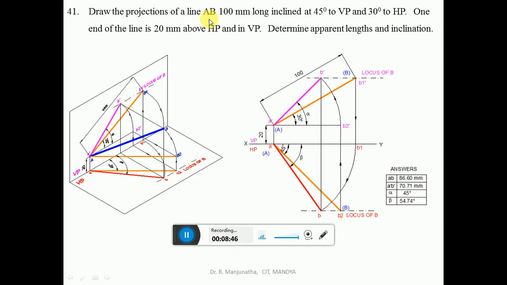Since the true length of the line is inclined at 45 degrees to VP and 30 degrees to HP, the inclination with respect to HP is seen in VP. So with A dash as center, by using the protractor, you measure an angle of 30 degrees and draw this line.